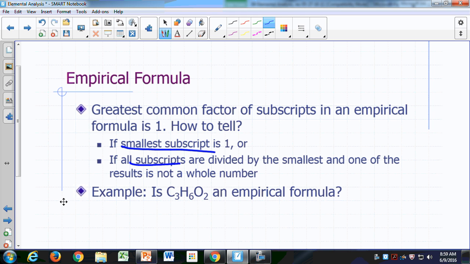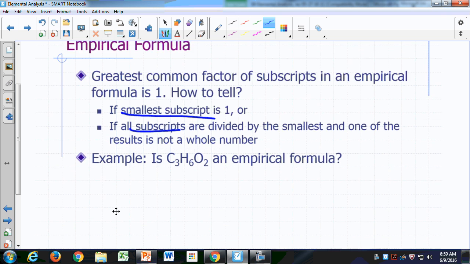But if that's not the case, then what you do is you divide all the subscripts by the smallest, and if one of the results happens to be not a whole number, then you already had the smallest possible set of subscripts.